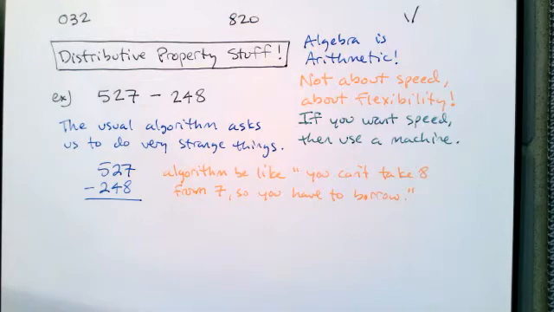I want you to realize that this is not just wrong on a factual level. 7 minus 8 is -1. So it's incorrect on a factual level. Let's see how it's incorrect on a moral level.